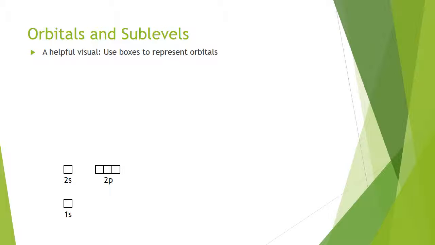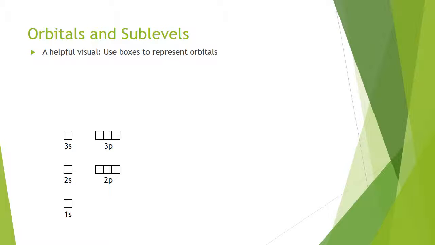Because it's a p sublevel, it has 3 orbitals. So I draw 3 boxes, as you can see there. Now I keep going up my energy levels here. I get to 3s. Again, s sublevel, 1 box, 1 orbital. 3p, well, it's a p sublevel, just like 2p, so there'll be 3 orbitals there, 3 boxes.